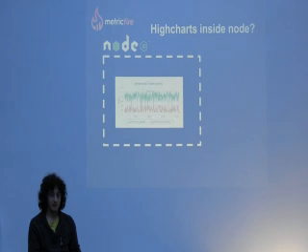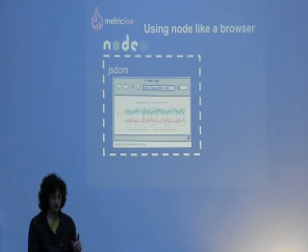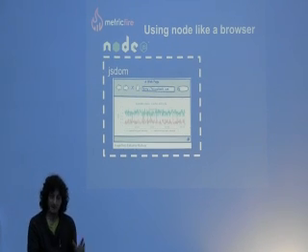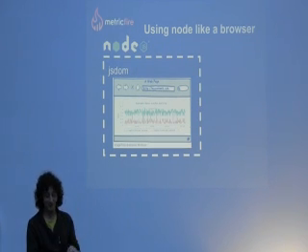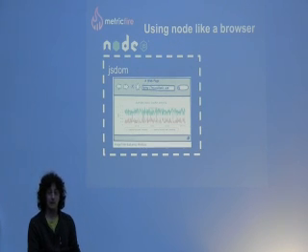So I want to run Highcharts inside Node. But Node doesn't provide everything I need. I need something that looks a bit like a browser, but again, Node doesn't quite provide that. So there's a library called JSDOM, which provides the DOM. Just the DOM. So it's kind of like a browser. It's missing everything around it, which is why it's a chunky browser-like thing. And Highcharts, with a little bit of hackery, is happy to run inside that.